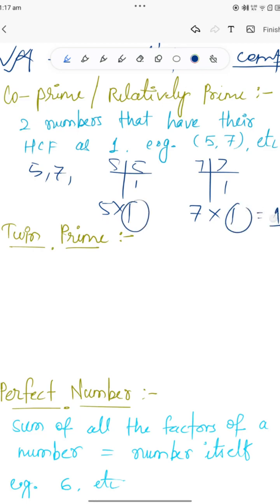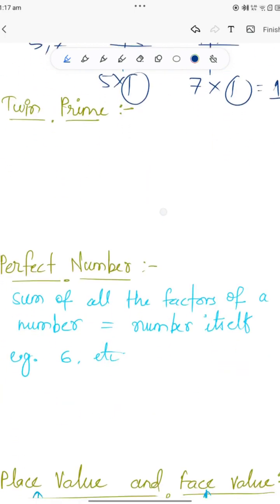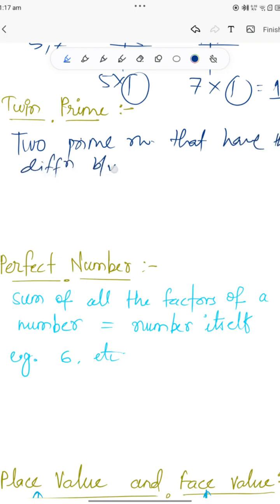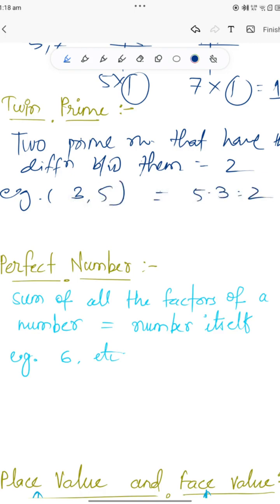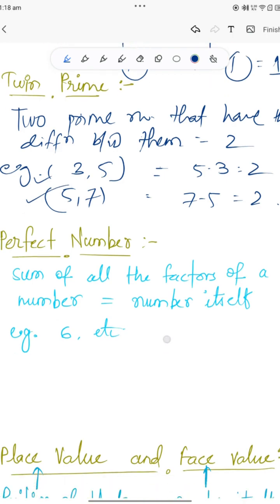So when we have two numbers whose highest common factor is 1, they are called co-prime. Twin prime numbers. What is a twin prime number? Two prime numbers that have a difference between them equal to 2. Suppose we have 3 as a prime number and 5 as a prime number, so the difference between 5 and 3 is 2. Similarly, we have 5 and 7, the difference between 5 and 7 is 2. So these two sets of numbers are called twin primes.